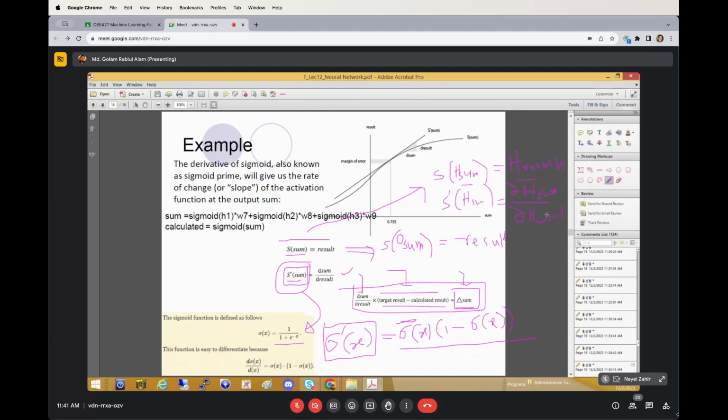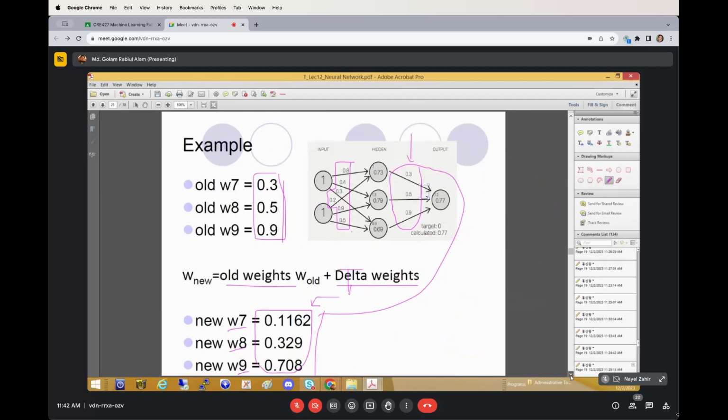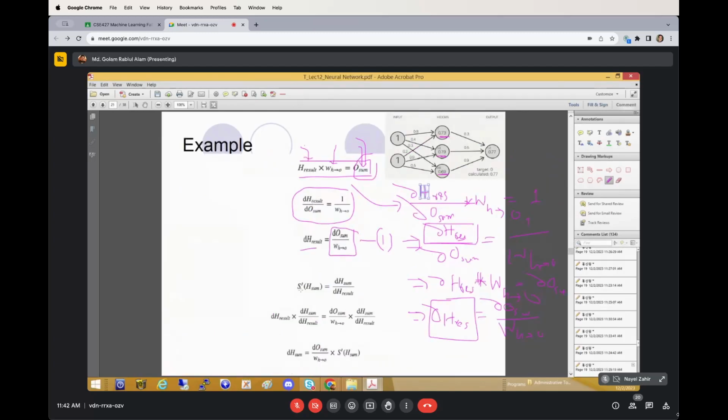That is a similar case to here. Similarly, that's what is written in this equation now. You can see the derivative of the sigmoid of the sum, it is delta hidden sum by delta hidden results. Yeah, we know this.